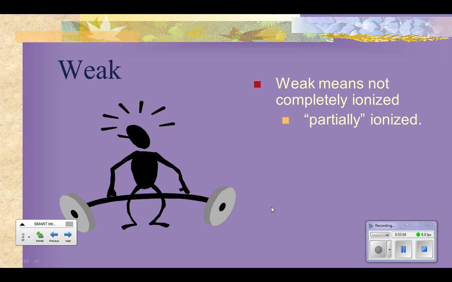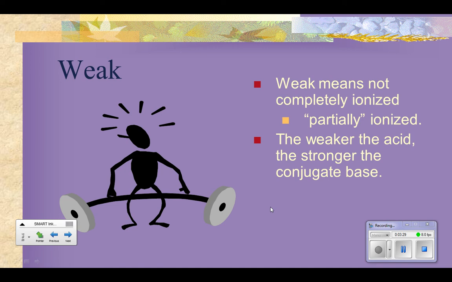Now, we talk about this like it's one thing or the other, strong or weak, but in reality, strong is completely ionized, but anything less than that is not necessarily weak. I mean, there's got to be some dividing line, and that dividing line will be kind of sliding. So we would certainly say 1% was weak if it was 1% ionized, or 2%, or 10%, but what if it was 50% ionized? There's a little bit of gray area here. And again, if it's a weak acid, then the stronger the conjugate base. So remember, the conjugate base is what's left over when the hydrogen goes away from the acid.